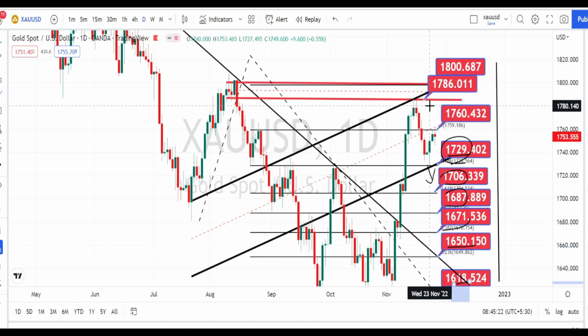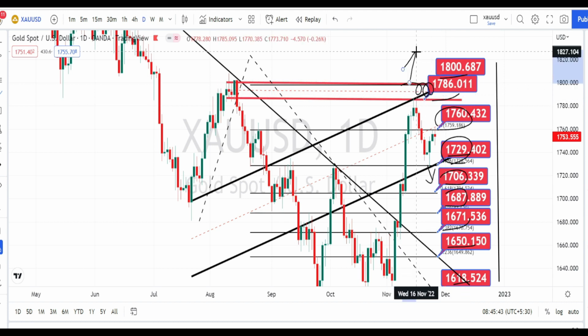And on the bullish side, wait for the price action to break this resistance level of 1760, and next level of resistance is going to be around 1786 to 1800. This is a very strong resistance zone. It has to break this resistance zone in order to continue a bullish side retracement.